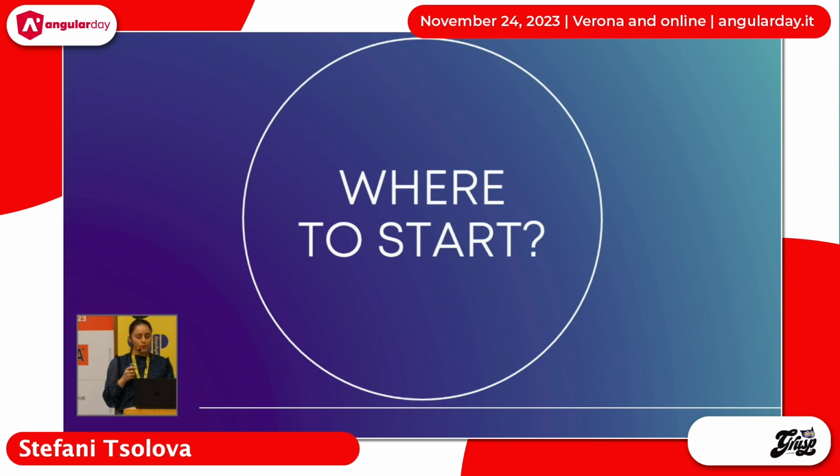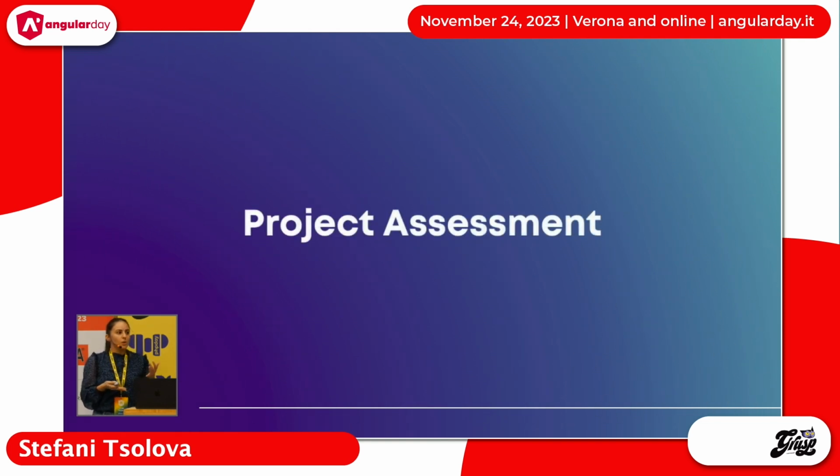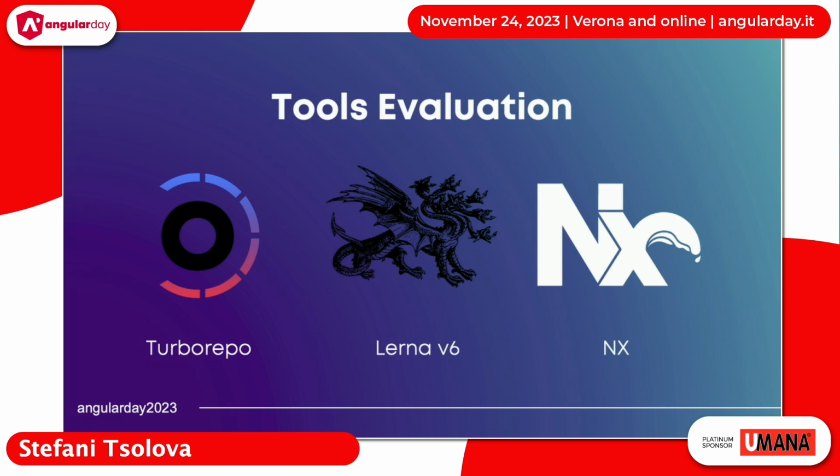The first thing that someone should look at is the project itself. What are the needs of the project? What is the timeline you are looking at? What is the capacity, for example, that you have? And then you can move on to evaluating your tools. We decided to look at those three options. Can you make a guess which one we chose?